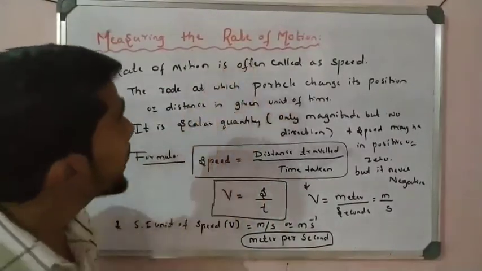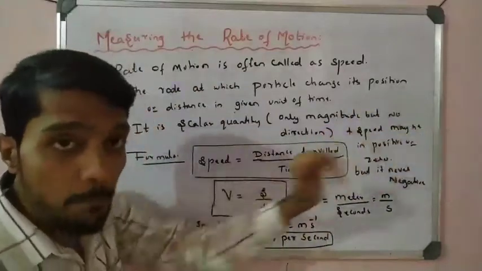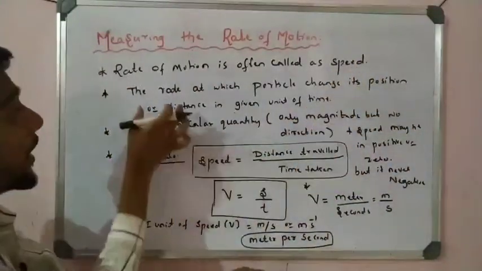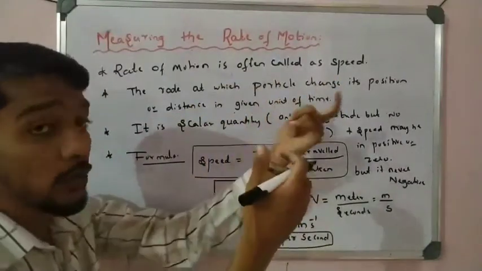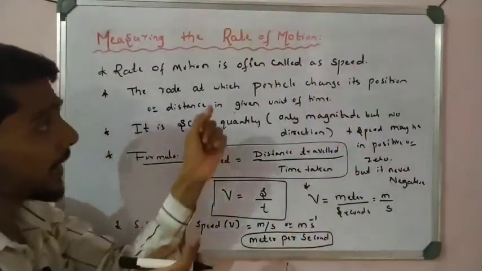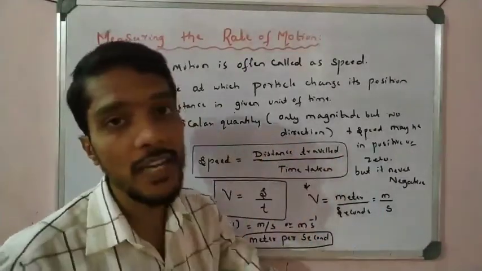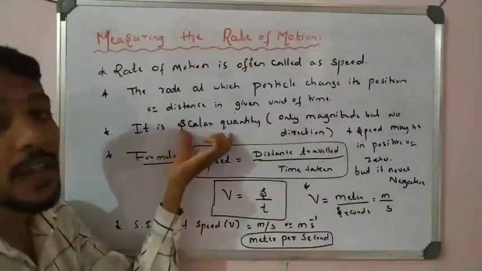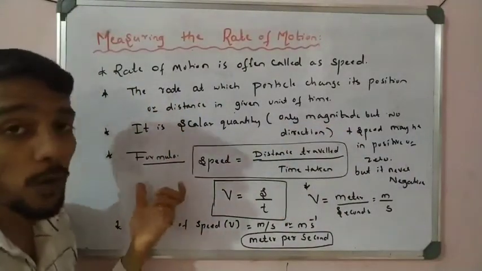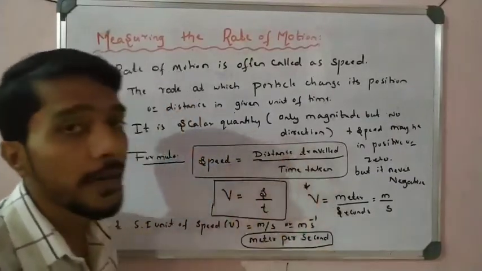So I repeat it again. What is rate of motion? The rate of motion is often called speed, and speed is defined as the rate at which a particle changes its position or distance in a given unit of time. Speed is a scalar quantity, meaning it has only magnitude and no direction. And the formula to calculate speed is distance traveled divided by time taken.